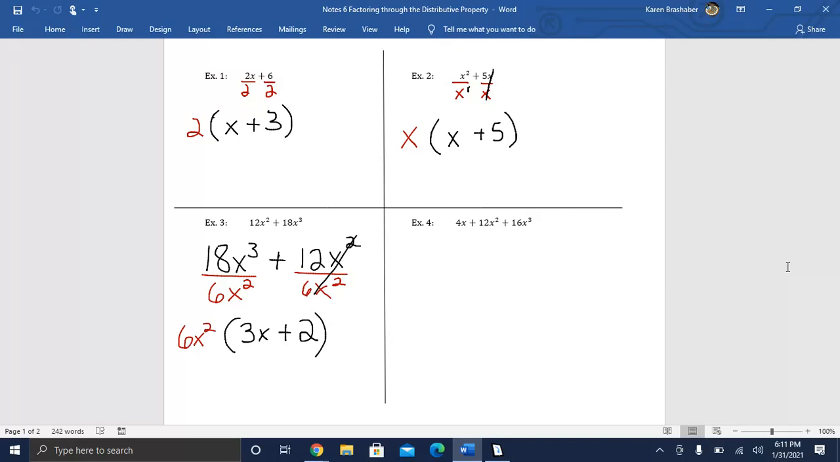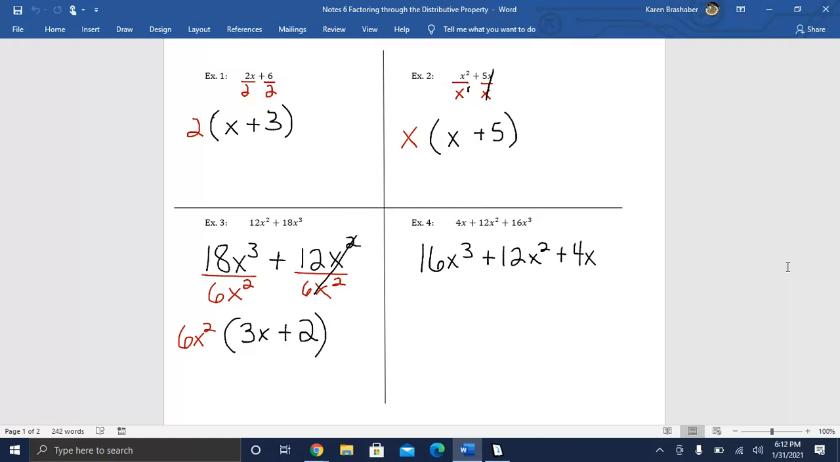And finally, my last example on this front page, I'm noticing that the exponents are not written in descending order. So I'm going to rearrange, putting 16x to the third first, plus 12x to the second next, and plus 4x third.